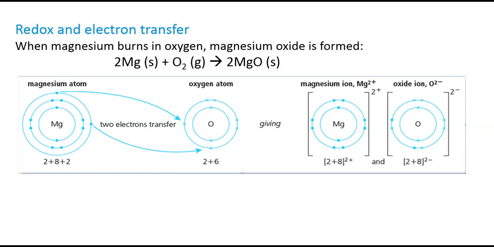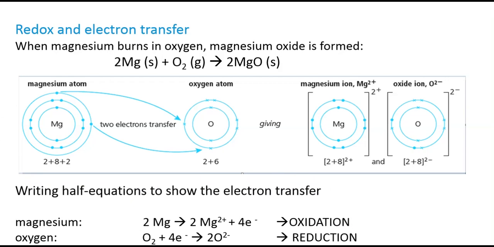Now remember, if a substance loses electrons during the reaction, it has been oxidized. Here in the above example, magnesium has oxidized. If a substance gains electrons, it has been reduced. In the above example, oxygen gained electrons and hence it has been reduced.